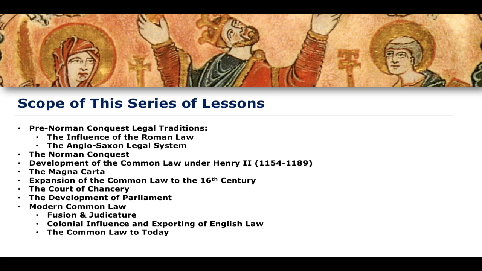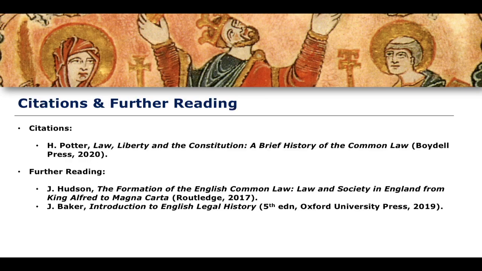And so, with this in mind, let's think about the citations of further reading. There are a couple of really good sources that we can think about here. You've got J. Baker's Introduction to English Legal History from 2019. One of the best for early history, medieval common law studies, is The Formation of the English Common Law by J. Hudson. And then you also have one of the main citations for this set of reading, a recent book that came out in 2020 titled Law, Liberty and the Constitution: A Brief History of the Common Law.